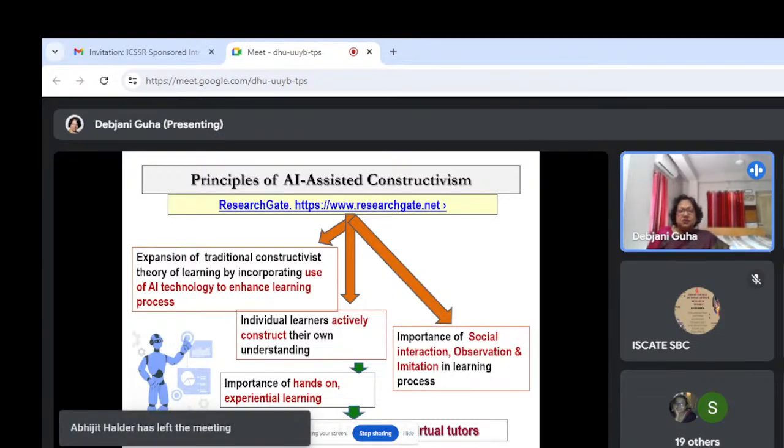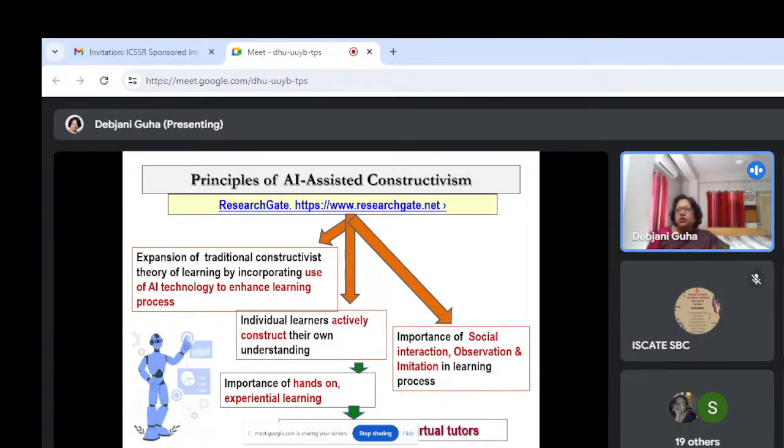And number 3, AI-assisted constructivism also recognizes the importance of observation, imitation, and modeling in the learning process, which is consistent with Bandura's vicarious learning theory. And it says the students will be provided with opportunities to observe and imitate the actions and behaviors of others. And AI-powered virtual tutors would help to improve learning by providing students with role models and examples to follow. So, AI-powered virtual tutors can encourage students to take an active role in the learning processes.